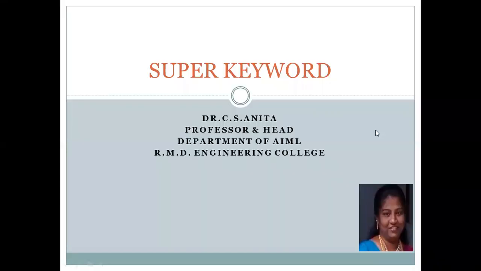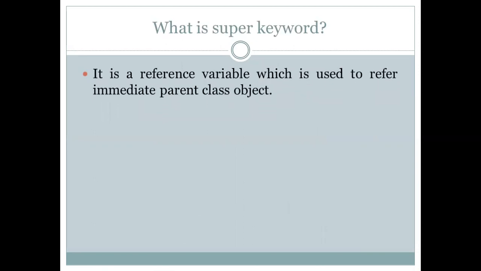In this video, we are going to discuss the super keyword. What is the super keyword? The definition goes like this: it is a reference variable which is used to refer to the immediate parent class object.